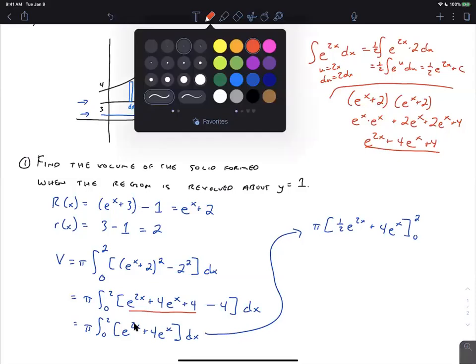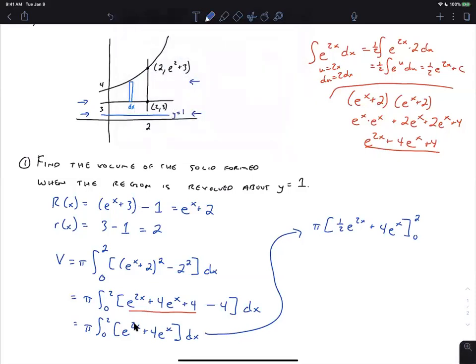Okay, so then we plug in 2 and 0 and subtract. So we get pi times, and now it's 1/2 e to the 4th plus 4e squared minus, and then 1/2 e to the 0 plus 4e to the 0.